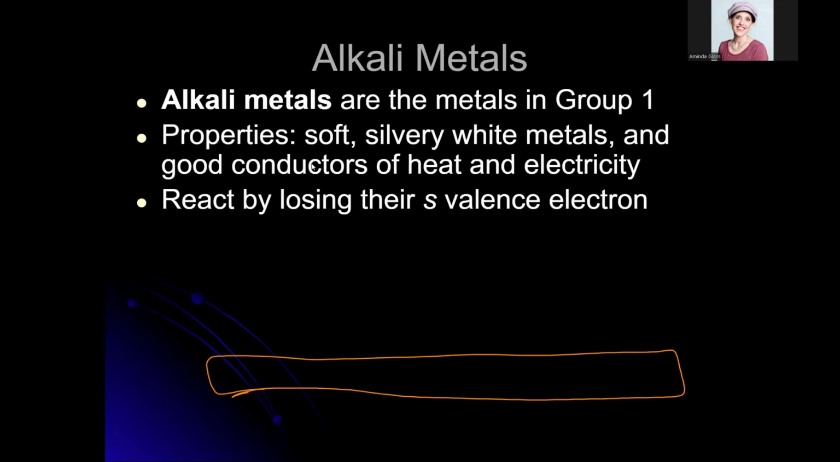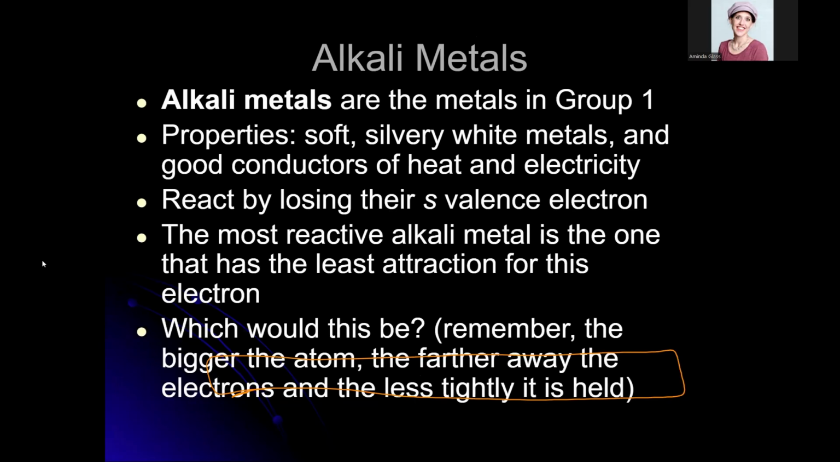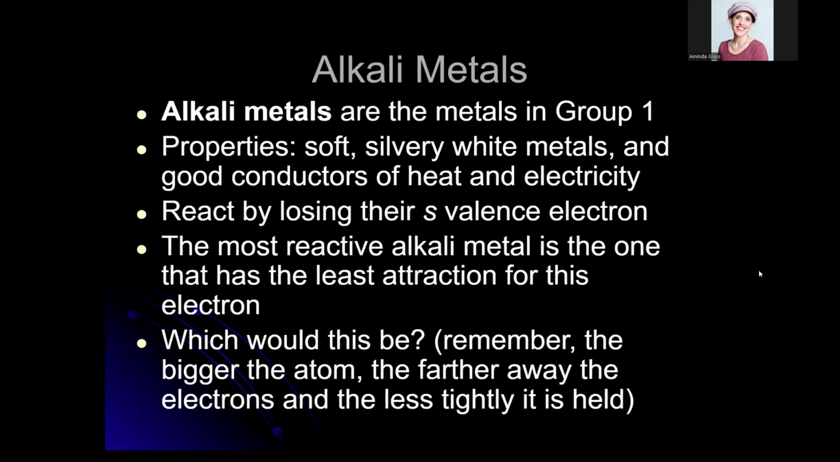Let's talk about what happens in each group. So here we have alkali metals, and they're the metals that are in group 1. Their properties are soft, silvery white metals, and they're good conductors of heat and electricity. They react by losing their s-valence electron. The most reactive alkali metal is the one that has the least attraction for this electron.